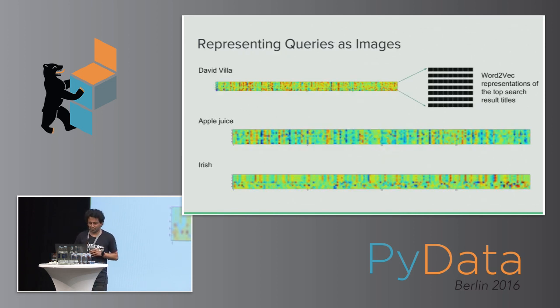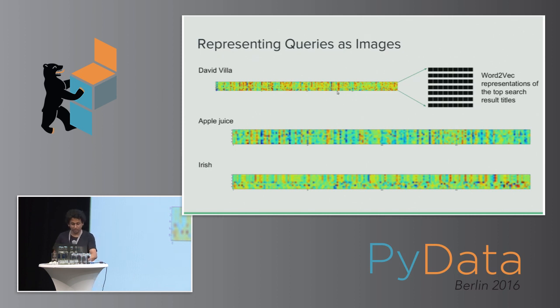Next comes the interesting part, using convolutional neural networks. So yeah, when it comes to convolutional neural networks, we think about dogs or cats. How can we distinguish between dogs and cats? We can represent search queries by images. For every search query, there exist hundreds of thousands or millions of search results. We can take every title and convert it to a word-to-vec representation, stack them together, and it acts like an abstract image for that.